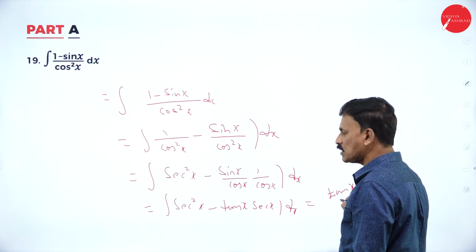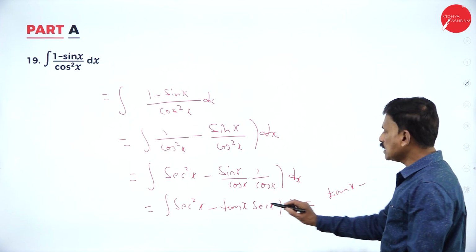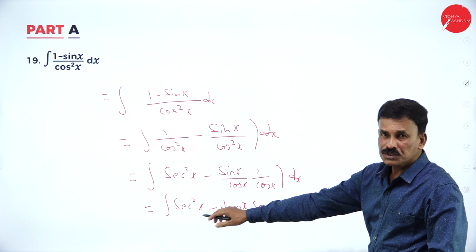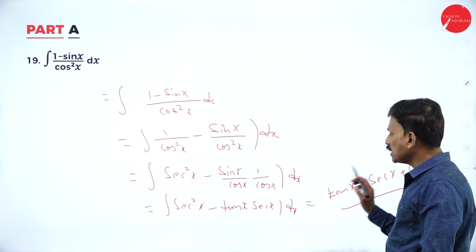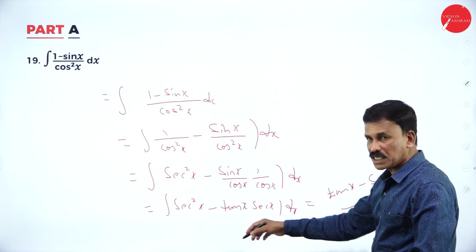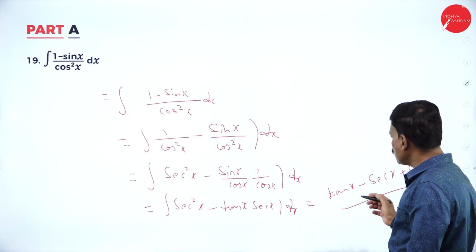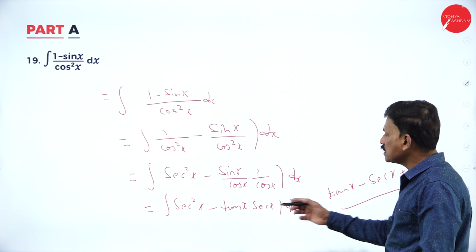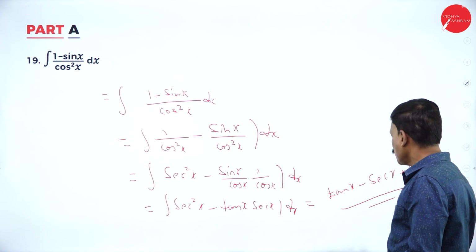Now, integral of secant square x is tan x. You know what is derivative of tan? Secant square. Integration of secant x tan x is secant x plus c. That's all. So, integral of secant square x is tan x minus integration of tan x secant x is secant x plus c, because differentiation of tan x is secant square x, differentiation of secant x is secant x tan x. That's it. Very simple.